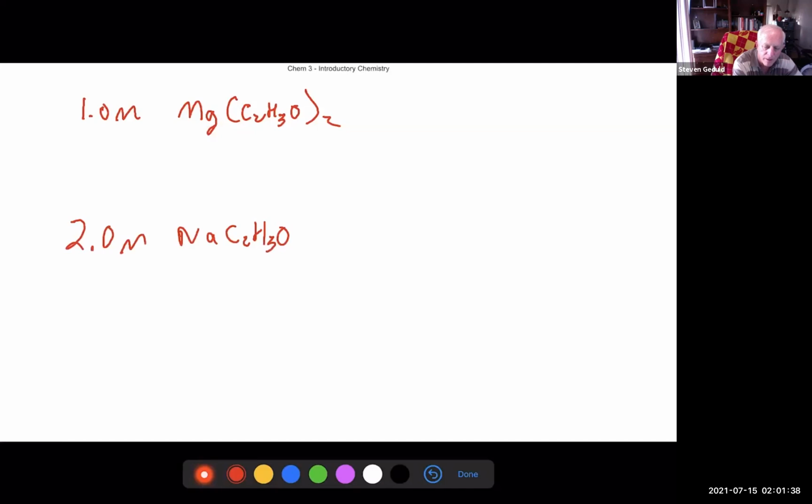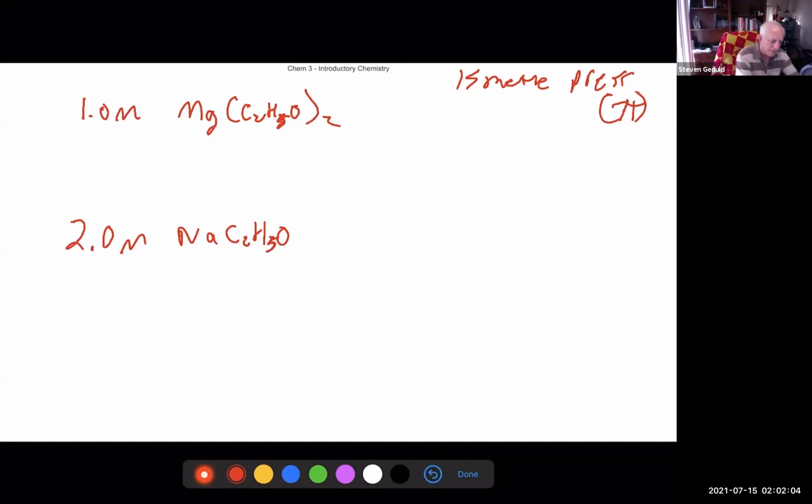So we have two solutions. We have 1.0 molar magnesium acetate. Magnesium acetate is Mg(C2H3O2)2. And we have a 2.0 molar solution of sodium acetate. All right, so which has the greater osmotic pressure? And osmotic pressure is pi. That's the symbol for osmotic pressure.